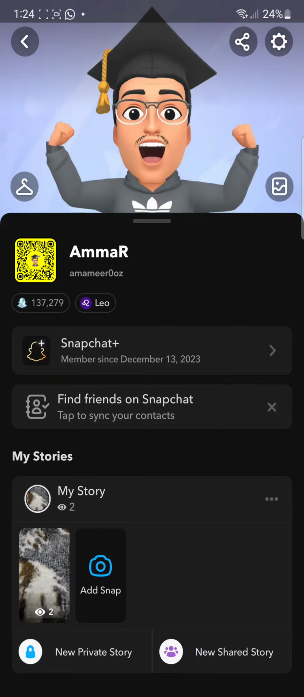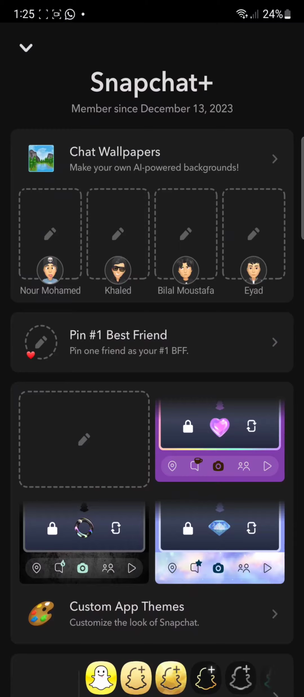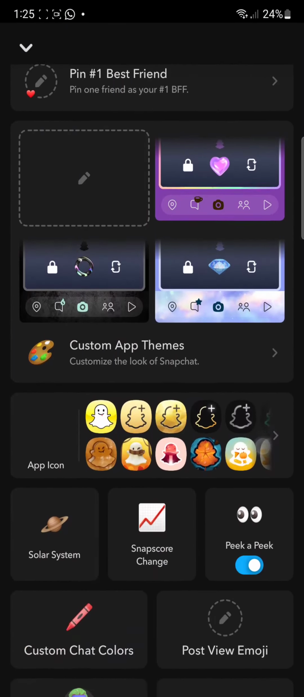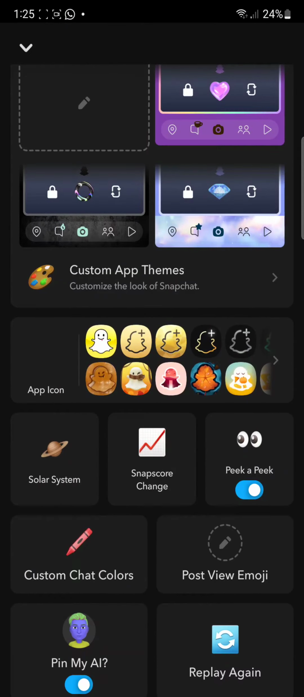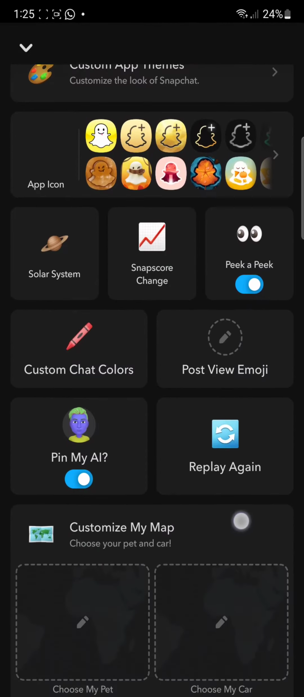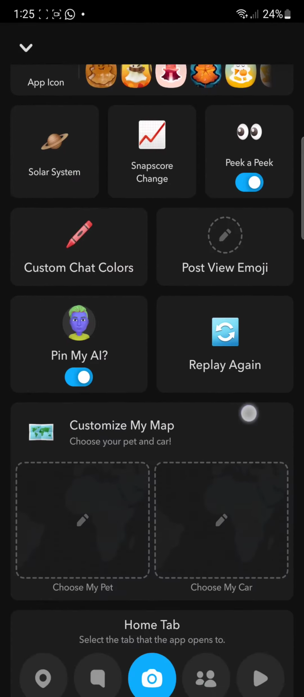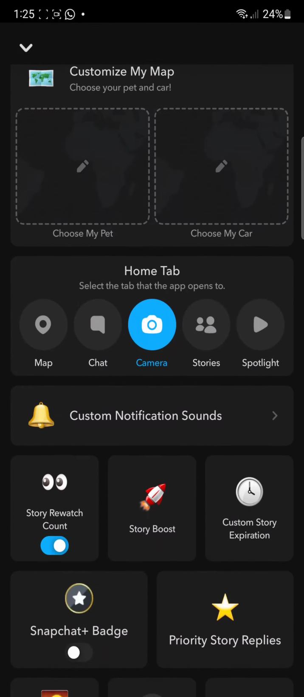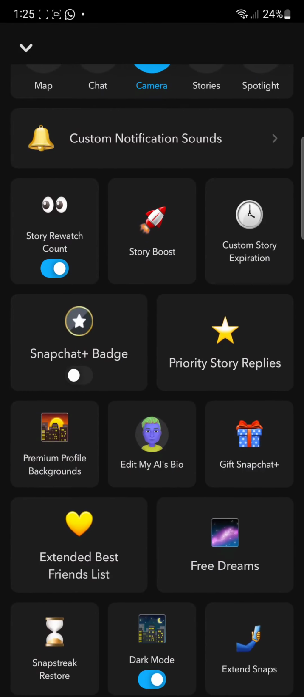Now, if they don't have it, there are two possibilities. There's a possibility that they don't have Snapchat Plus, or they actually did turn off the badge. But if you see the features that you can get from Snapchat Plus, basically you're going to know if they have Snapchat Plus.